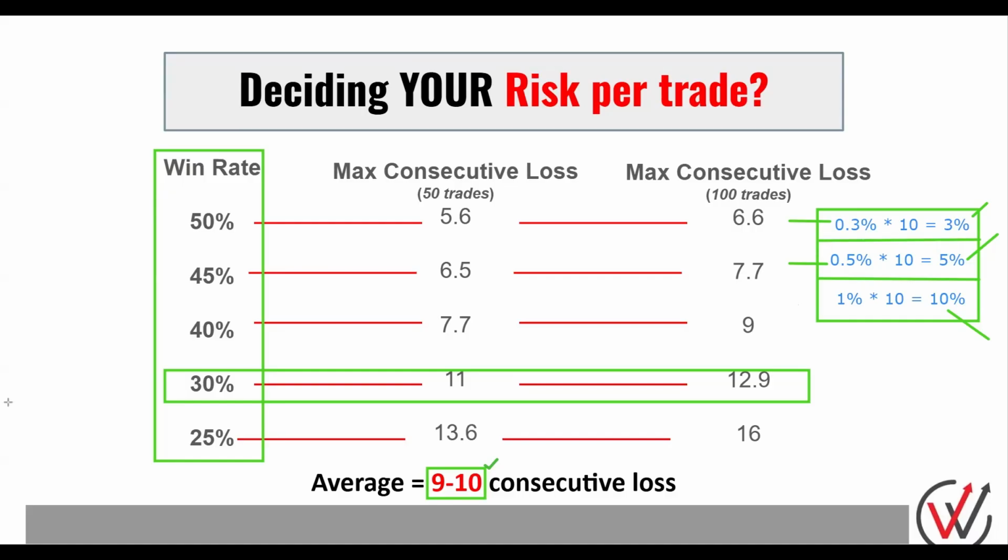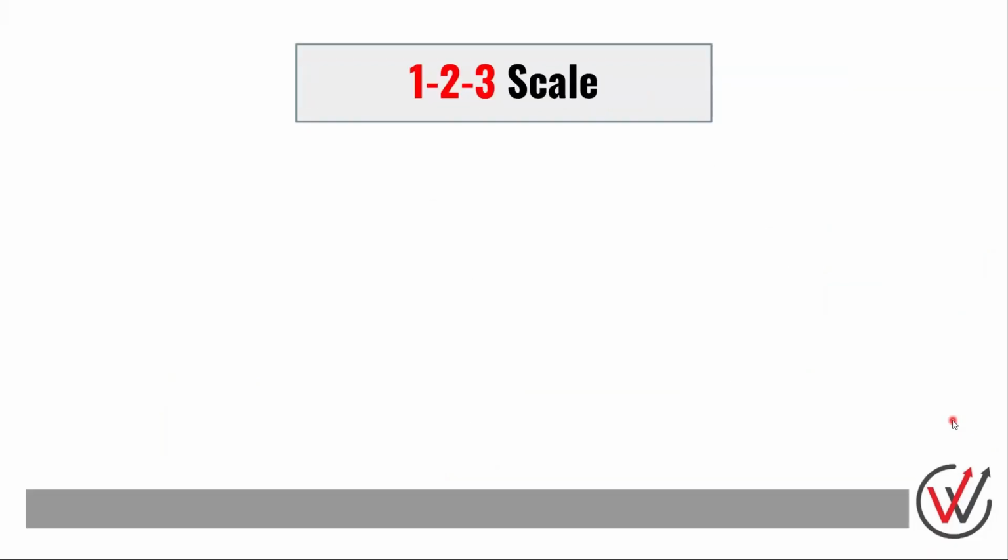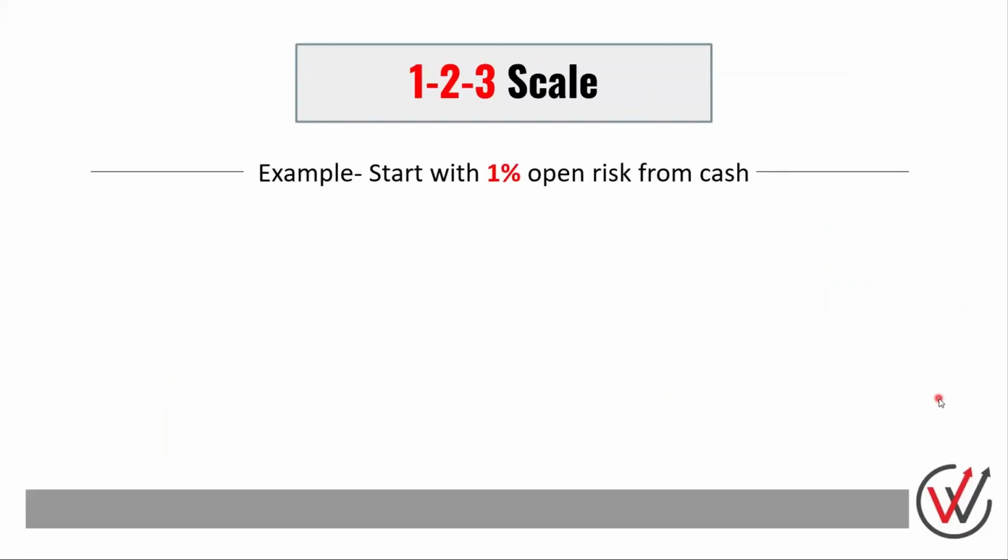So you can use this framework and define a risk per trade for yourself. I would advise you to not go beyond 0.5% and not below 0.3%. This is a sweet spot to be in. The rest is up to you and your understanding of the maths. You can do it for yourself. So to put all this together, what is the 1, 2, 3 scale? Start off with 1% open risk from cash.